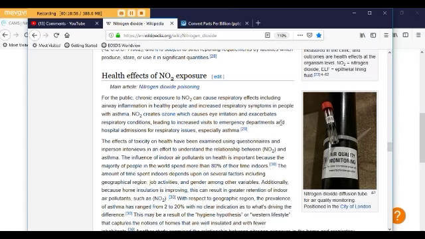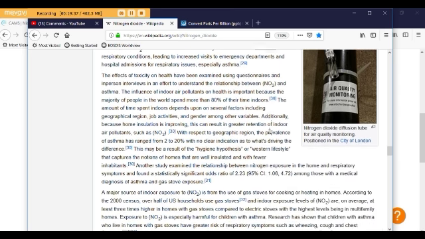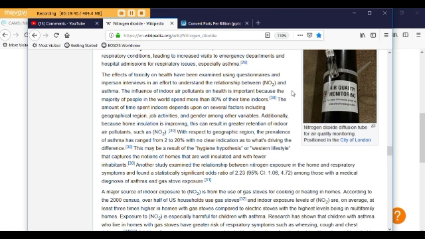So, health effects of NO2 exposure. For the public, chronic exposure to NO2 can cause respiratory effects, including airway inflammation in healthy people and increased respiratory symptoms in people with asthma. NO2 creates ozone, which causes eye irritation and exacerbates respiratory conditions, leading to increased visits to emergency departments and hospital admissions for respiratory issues, especially asthma. The effects of toxicity on health have been examined using questionnaires and in-person interviews in an effort to understand the relationship between NO2 and asthma.